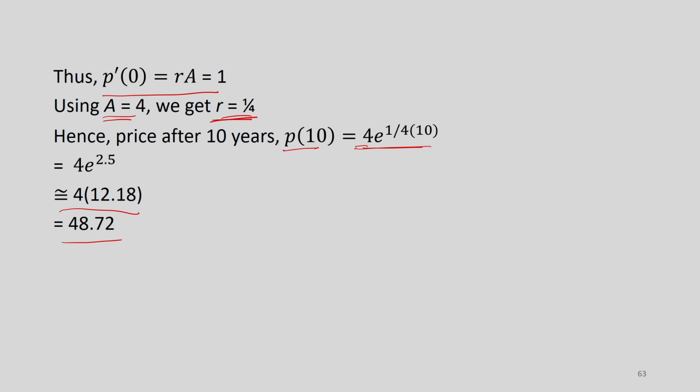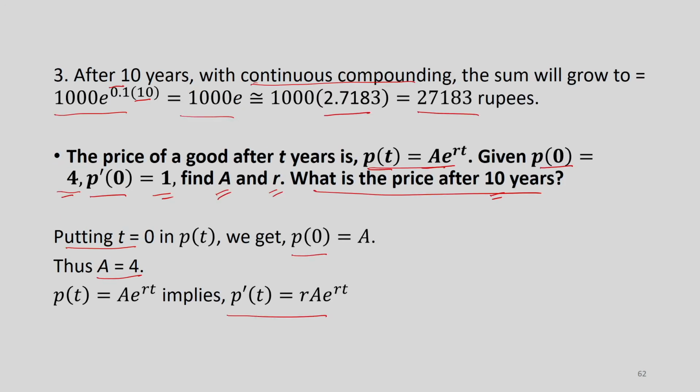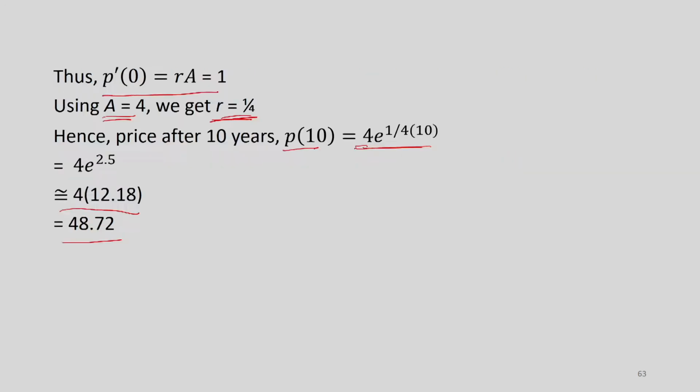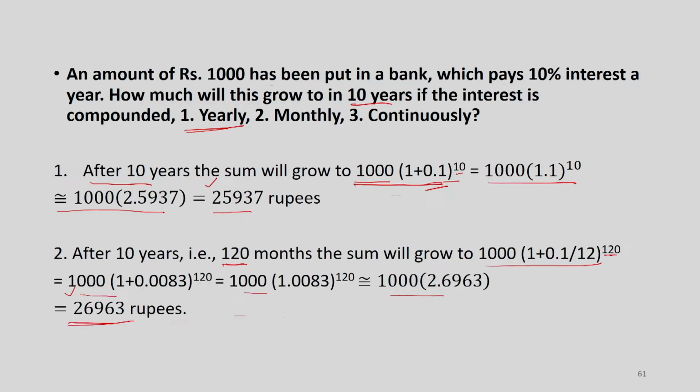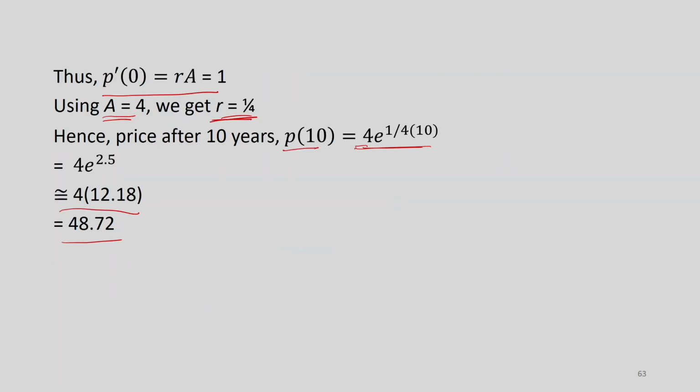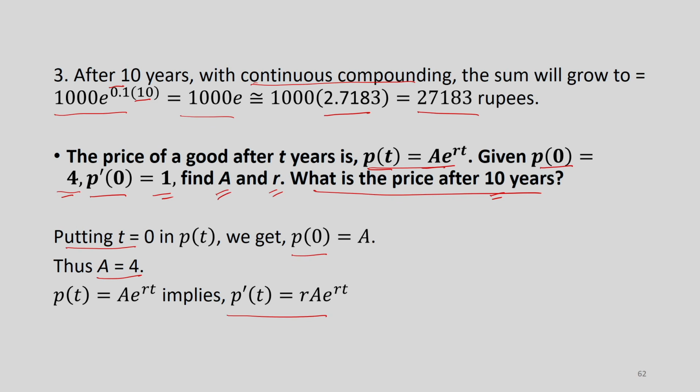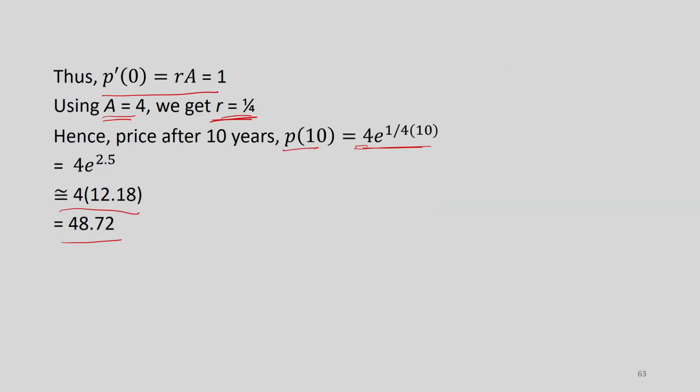48.72. So, just to put it in context, the price was 4, right, at t equal to 0. So, at the point of origin the price was 4, after 10 years it becomes 48.72, quite a lot. After 10 years, or you can take t to be in years, it could be in months also, but whatever it is, if it is years, then after 10 years the price becomes 48, which is like 12 times the original price. It is growing at what rate? In this case, it is growing at 25% per year.